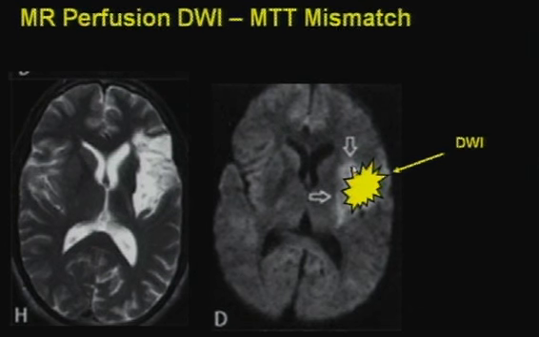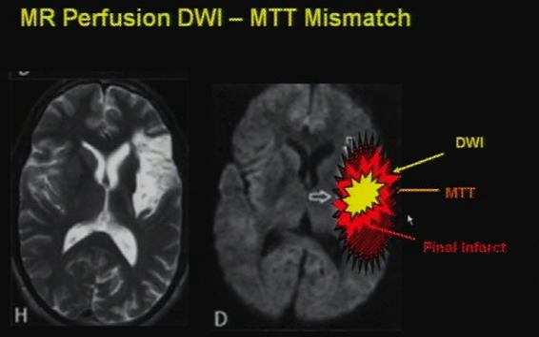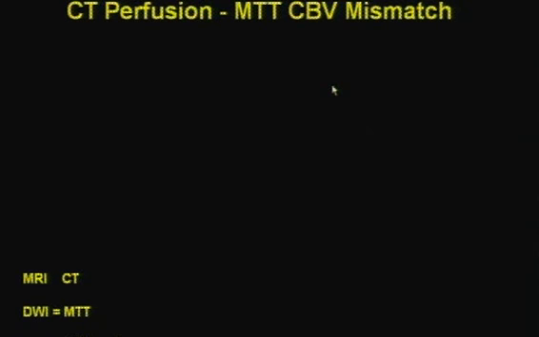So just to show you diagrammatically, here's the core of the infarct. And the mean transit time map is usually somewhat larger than that. And then the final infarct size is somewhere in between that. So when you see that mismatch, that's the tissue that you're trying to salvage with thrombolytic therapy.